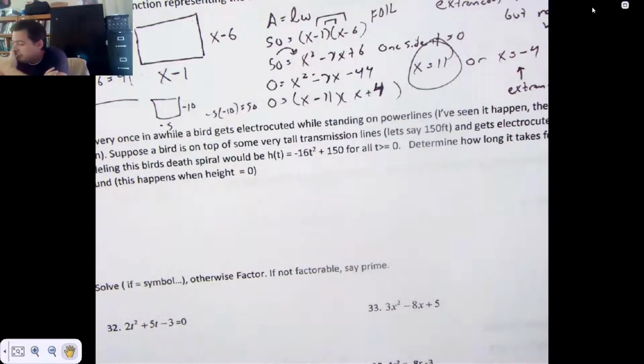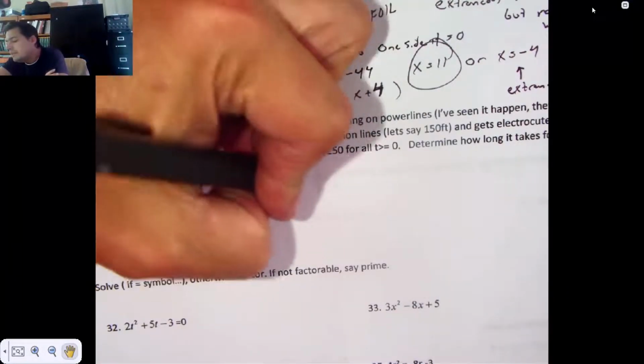Suppose a bird is on top of a very tall transmission line, let's say 150 feet, and it gets electrocuted. An equation modeling this bird's death spiral would be height as a function of time is negative 16 t squared plus 150 for all times greater than or equal to 0. Determine how long it takes for the bird to hit the ground, which happens when the height is 0. So we're going to replace height with 0.